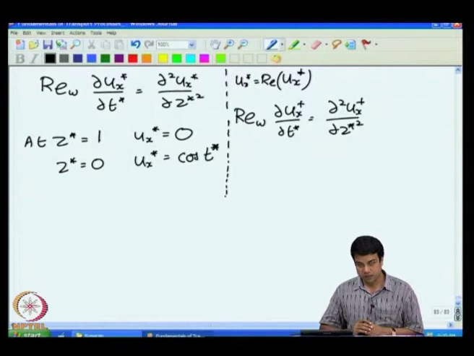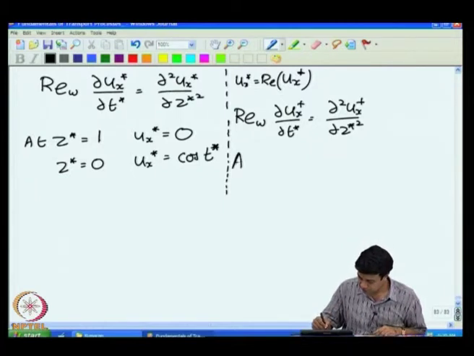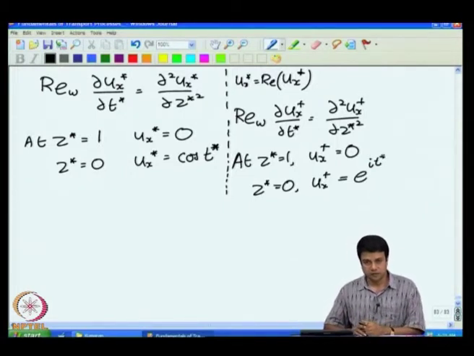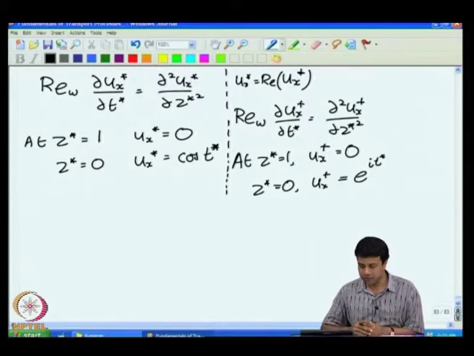The boundary conditions: at z star equal to 1, u x plus is equal to 0, and at z star equal to 0, u x plus is equal to e power I t star, where I is the square root of minus 1. So, u x plus at z equal to 0 is equal to e power I t star.